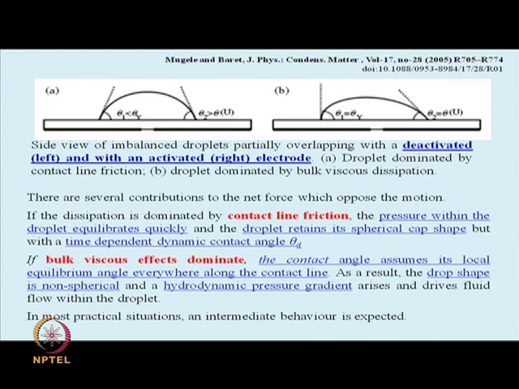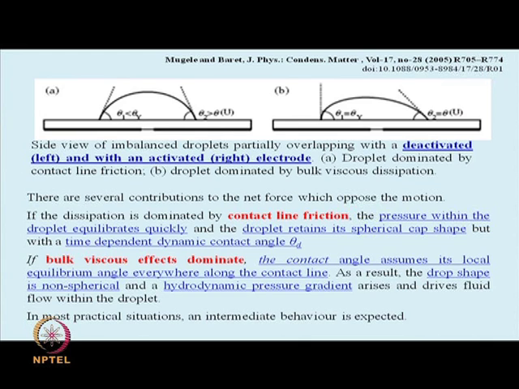Now, this is a schematic view of an imbalanced droplet, which partially overlaps one electrode which is switched on and another electrode which is switched off. Now, the left droplet is dominated by contact line friction. So, this is the location of the contact line. As the droplet tries to move, the contact line friction may pin the contact line right at this point, thereby not allowing the droplet to move in this direction.